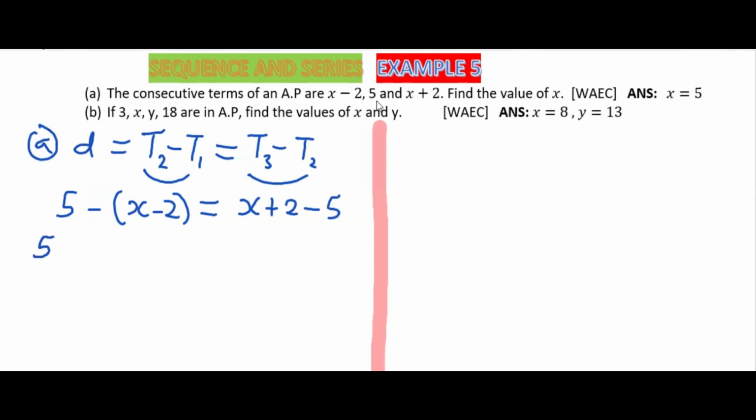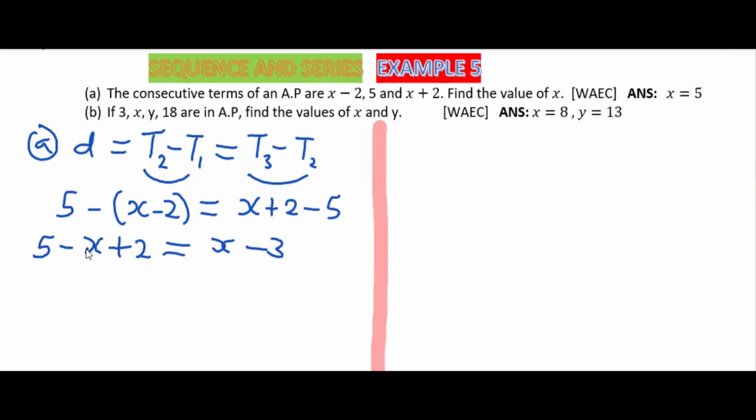Use the negative to open the bracket here. Negative times positive x is negative x. And negative 1 times negative 2 is positive 2. Negative times negative is positive. And we have this one as x. Positive 2, negative 5. 2 minus 5 is negative 3. So from here, we can collect like terms.